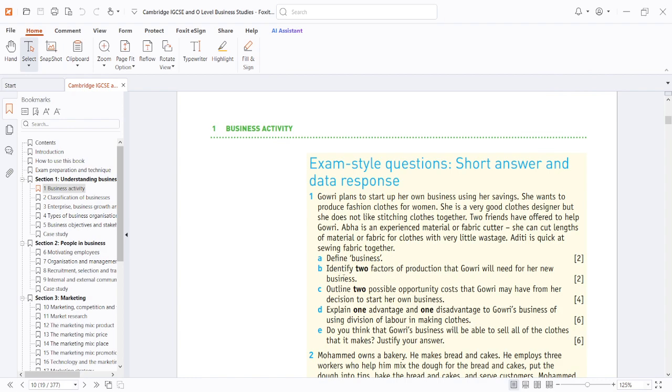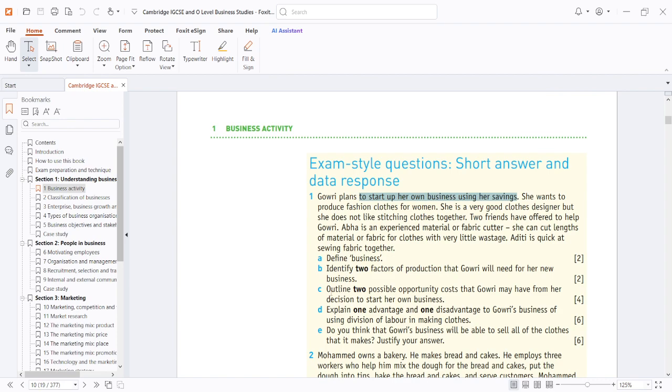Question B. Identify two factors of production that Gauri will need for her new business. So we can see here that she has two friends that have offered to help. That will be labor. That's the first factor of production. And she is starting up her own business using her savings. That is finance, or in other words, the capital. Now, I'll just go through this question so you can pause the video, and once you're done, unpause it and you can check the answers.